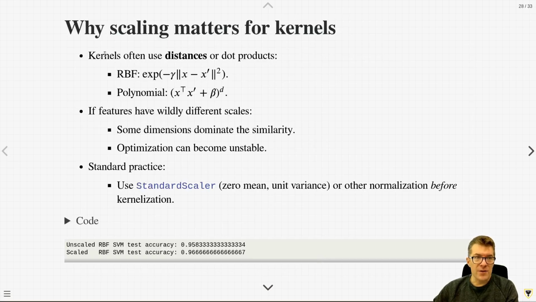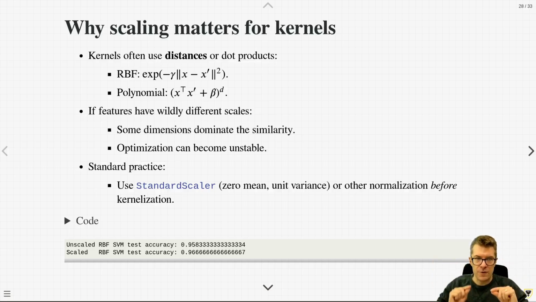Why scaling matters for kernels? Well, kernels use distances or dot products. We talked about this quite a bit, right? So there are these squared differences in this 2 norm for RBF. There's the product between these points, x and x prime, in polynomials and in linear functions. So x's again are vectors, right? And every element of a vector represents a different feature, a different dimension.